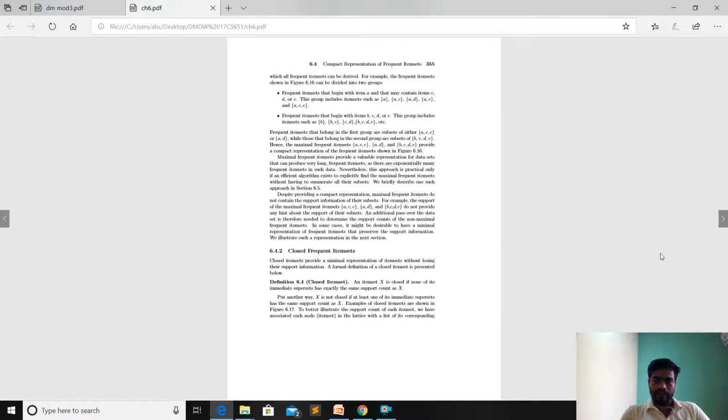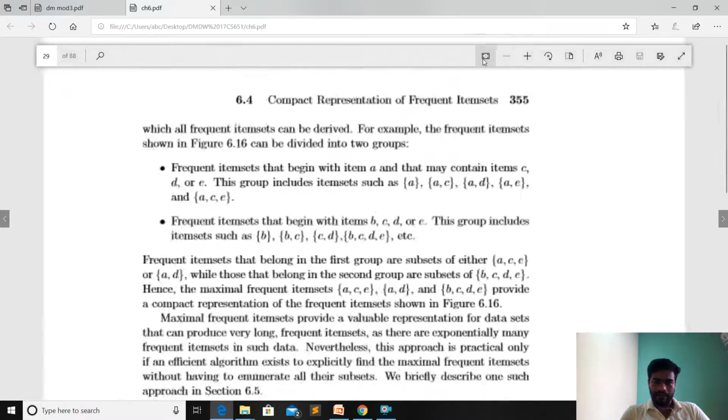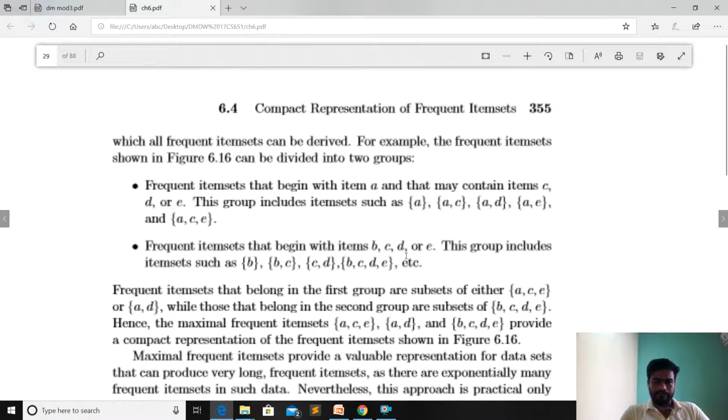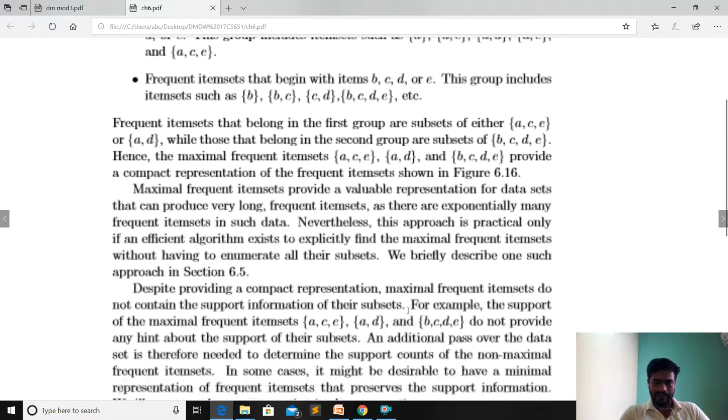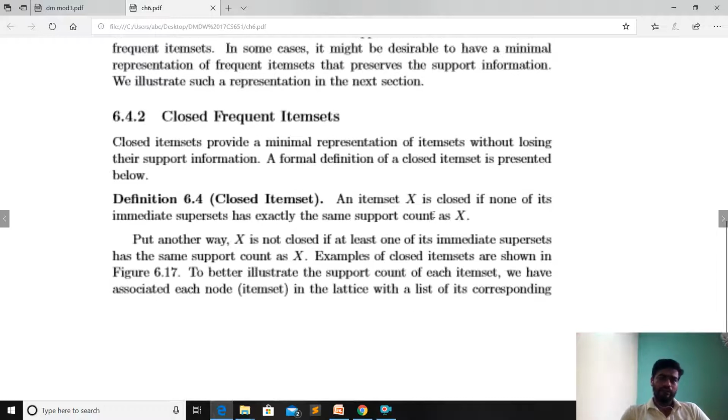Now coming to the next concept, which is again the same explanation I gave. What is a closed frequent item set? Closed frequent item sets provide a minimal representation of item sets without losing their support information.